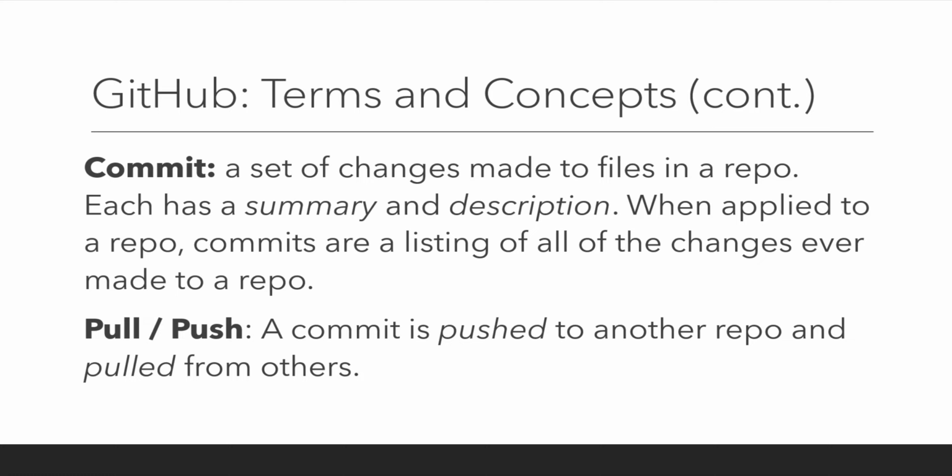So then, as we're talking about commits, we can talk about two primary verbs we use to describe commits in relation to repositories. So we use the terms pull and push. A commit is pushed when it is sent to another repository, and it is pulled when it is, again, pulled from other repositories. So this is important because in looking at two different repositories, we care about these relationships.